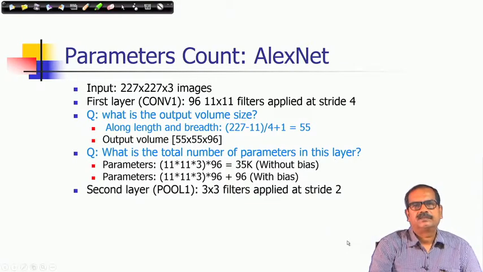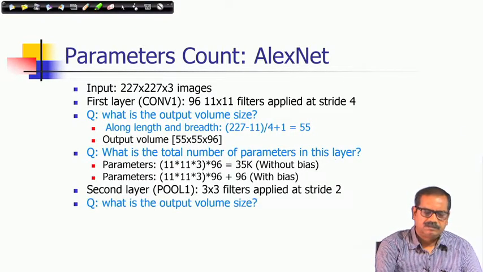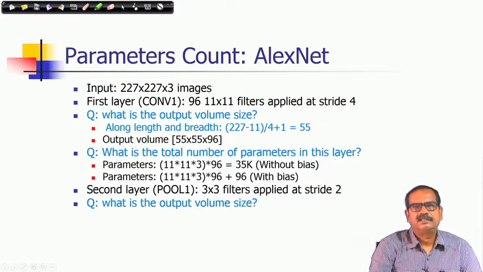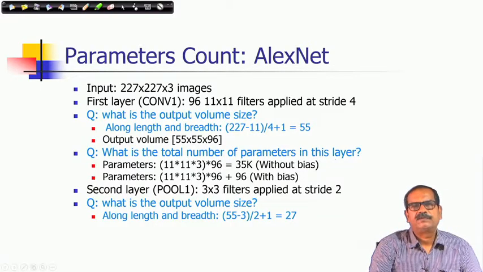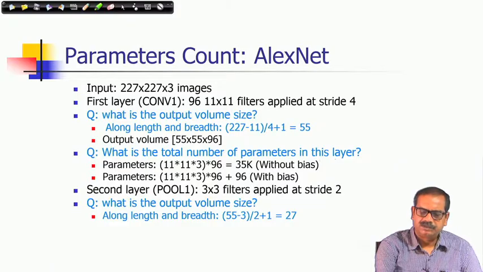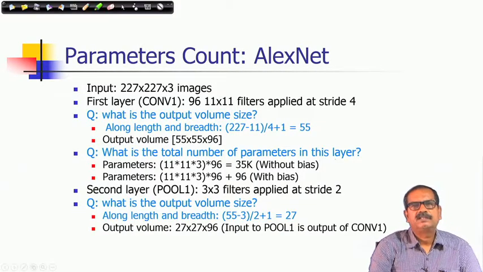Then consider the second layer, that is pool 1. It has 3 cross 3 filters, which is applied at stride 2. So, what should be the output volume size in this case? Once again, 55 minus filter size 3 divided by the stride 2 and plus 1. So, the length and breadth should be 27. So, the output volume would be 27 cross 27 cross 96, because the input depth was 96, it remains the same, and that is your output volume.